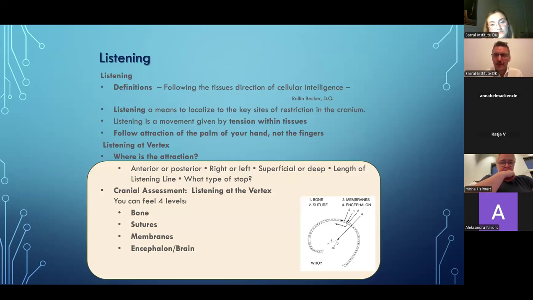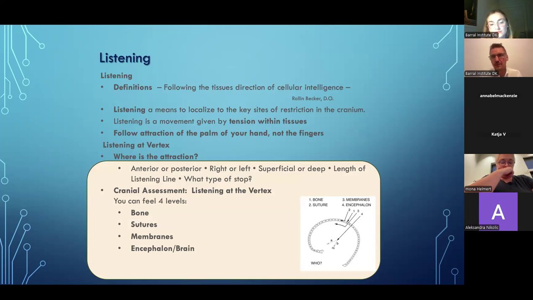One of the biggest things that we have in the Barral Institute that is different from other manual therapy organizations and osteopathic studies is the listening. The listening is what we use to find where to treat. So we're looking much more for the cause rather than jumping after symptoms. Of course, we take it as a general situation, so we also have a general listening.